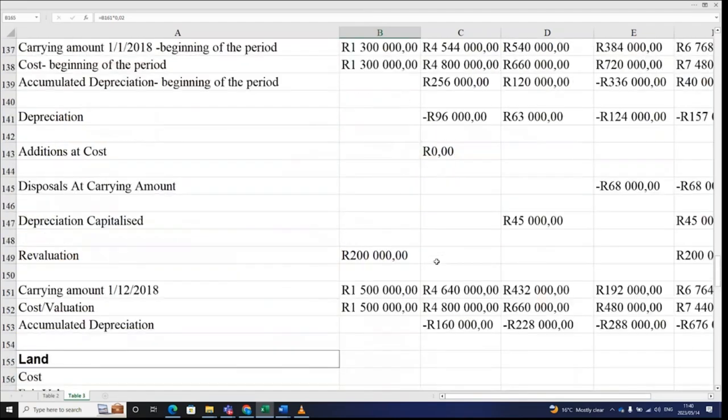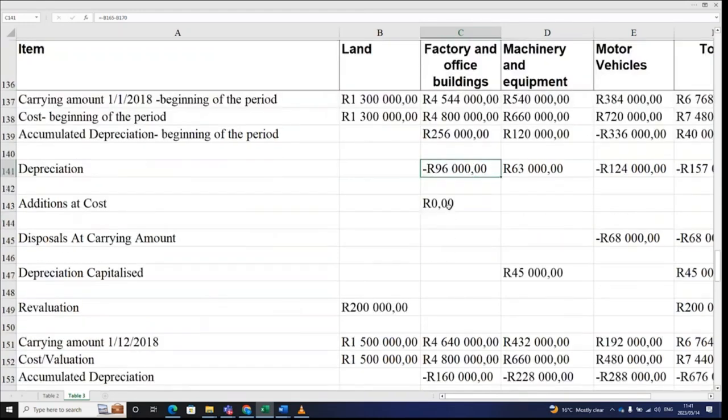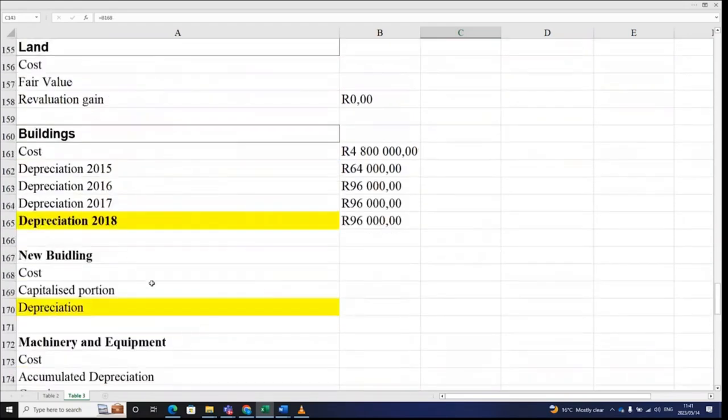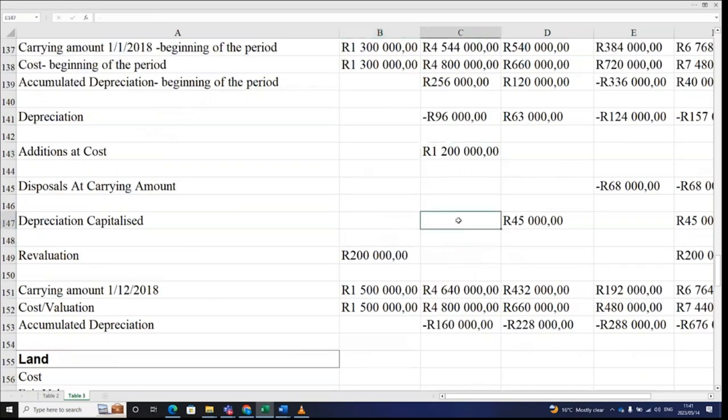I've just pulled through the formulas over here as well. So the cost, which we got from above, then the accumulated depreciation at the beginning of the period, which we worked out at the bottom, then the depreciation for the current year is what we have over here. Then the additions that we have: the new building, labor and material 1.2 million, plus the capitalized portion, which is 45,000.